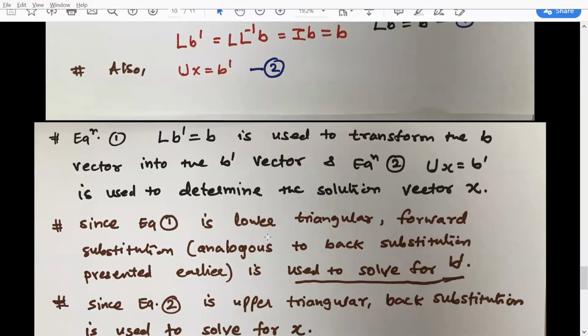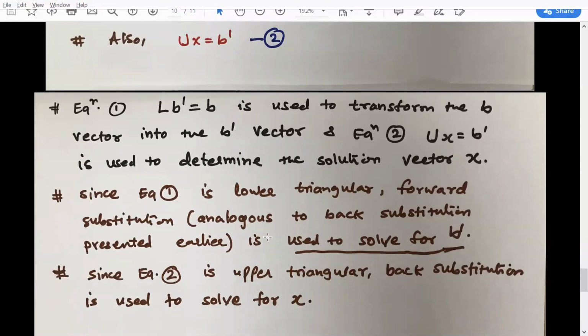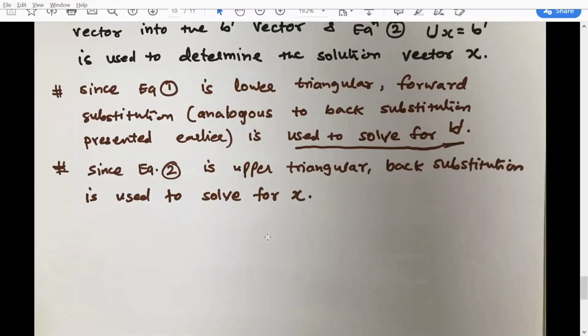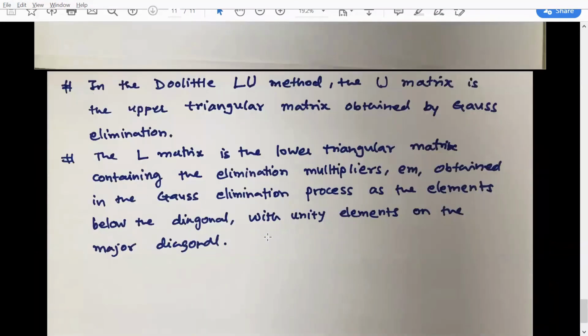Back substitution: you will get x3 first, x2 afterwards, and then x1. So forward and backward substitution is a kind of new terminology you have to understand. Since equation 2 is upper triangle, back substitution is used to solve for x. So let us now see the example.